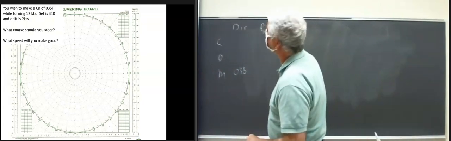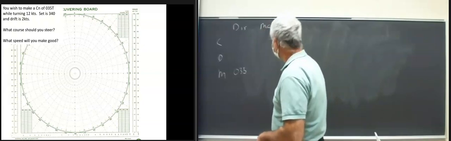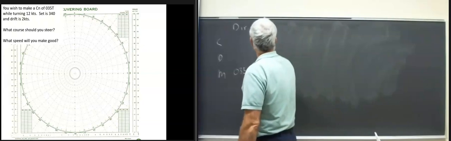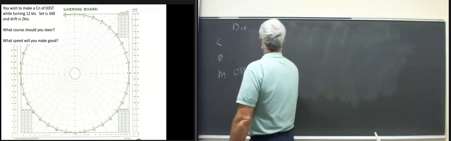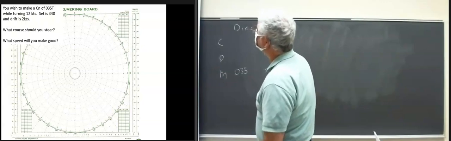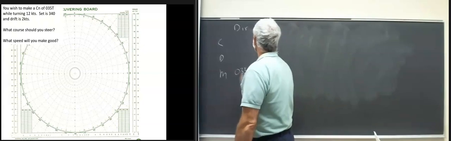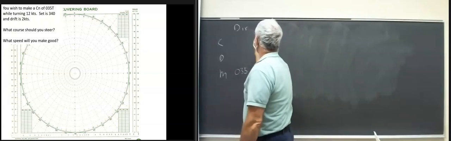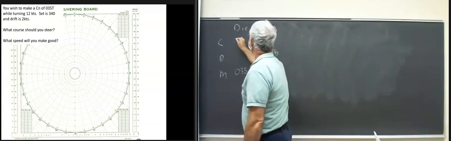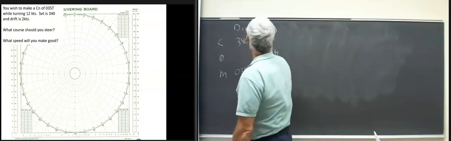Where is the 12 knots going to go? Okay, 12 knots is going to go here. That's the DR. Cool. A set is 340. Where's 340 going to go? Here. Well, okay, I got 2 choices. Which one? 340 and 2 knots.